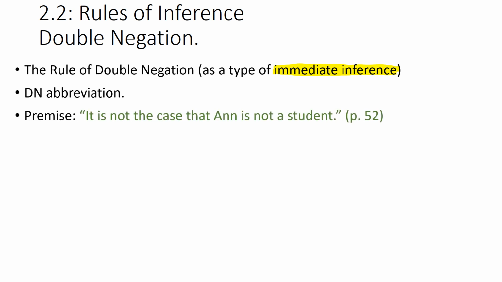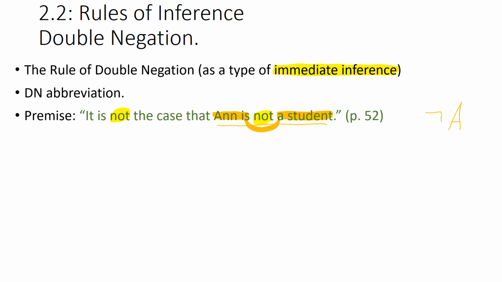Here's an example from the textbook on page 52. It is not the case that Anne is not a student. Note that we have two negations. It's a molecular sentence overall. We have the atomic sentence, Anne is a student. And let's abbreviate that as A. But we're told that Anne is not a student right here. So we have to have a negation there, not A.